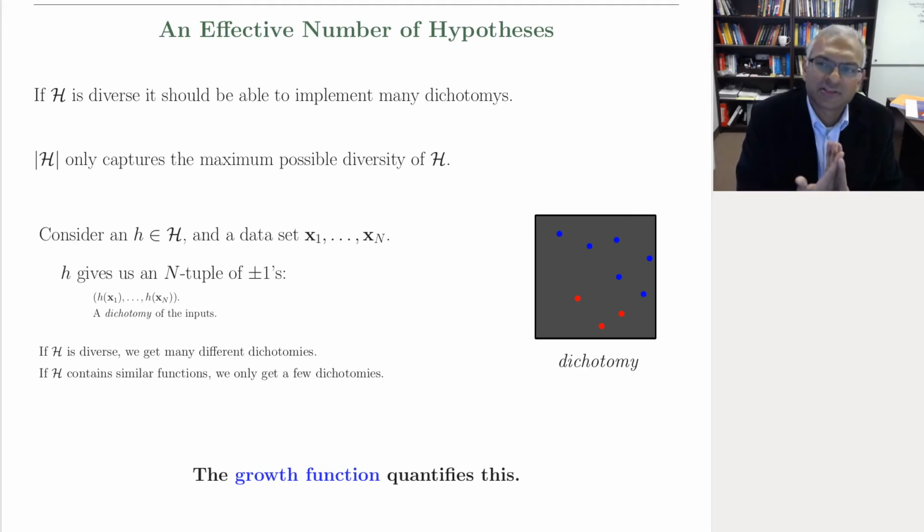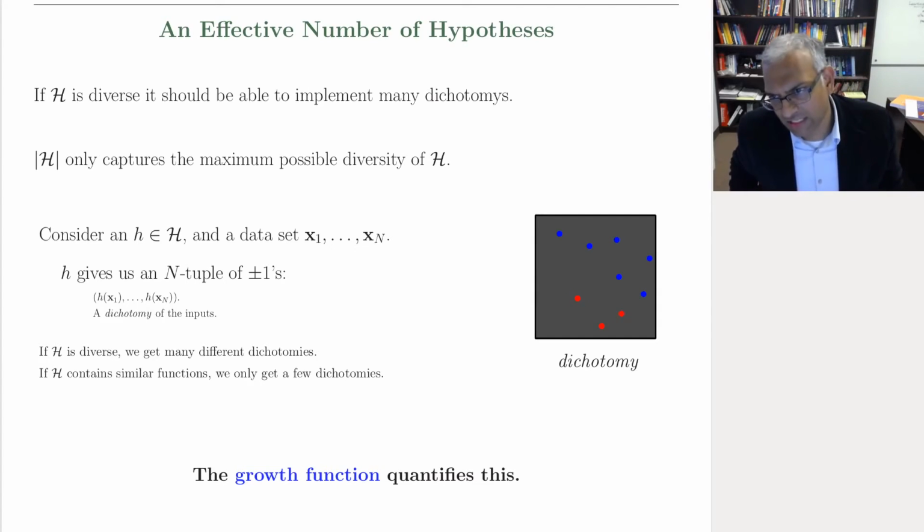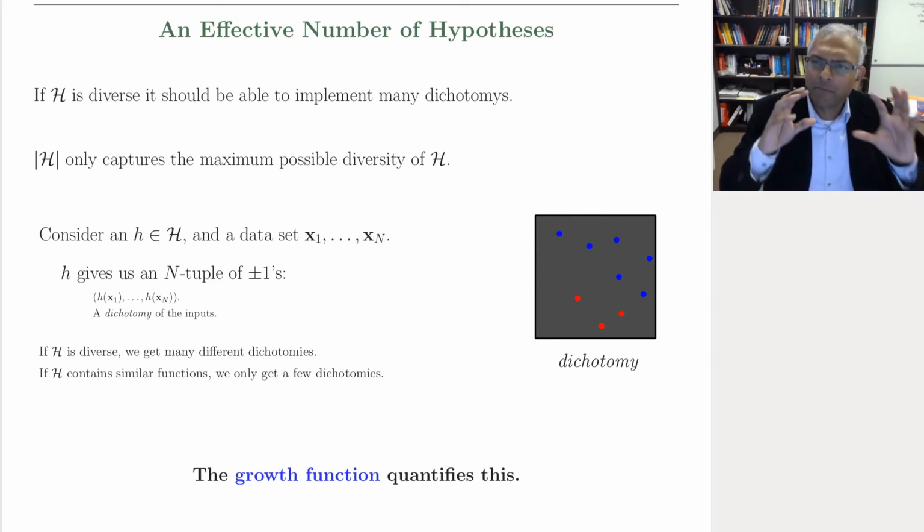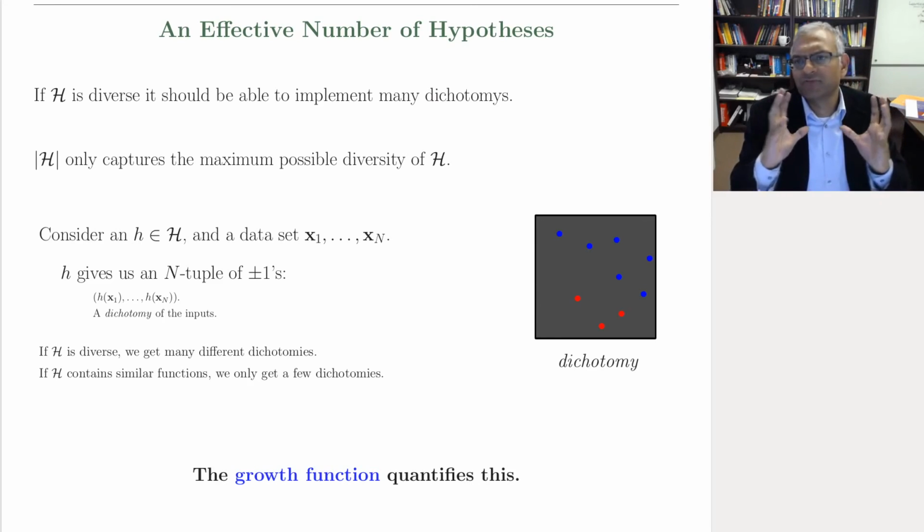If a hypothesis set is very diverse, it should be able to implement many different ways to classify any particular data set. And we call the ways in which you can classify a data set the dichotomies. If you cannot classify a data set in many ways, then it's not a very diverse hypothesis set. We're going to introduce this concept of the growth function, which is going to quantify exactly this. And that is going to end up being a better measure of complexity for a hypothesis set.